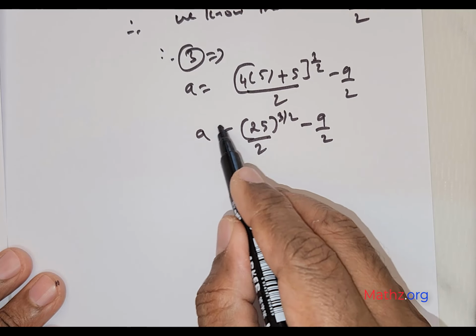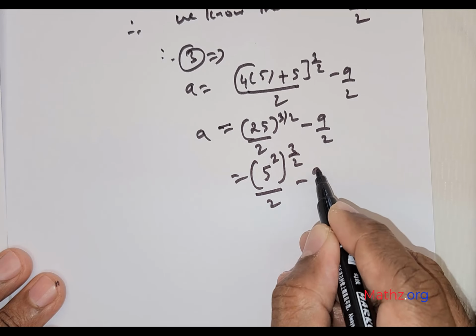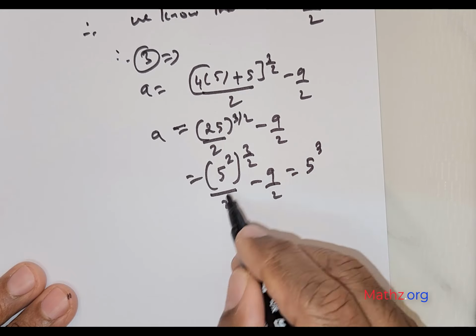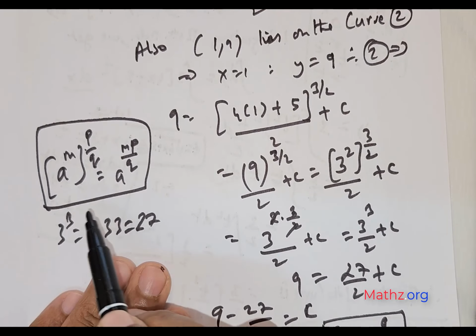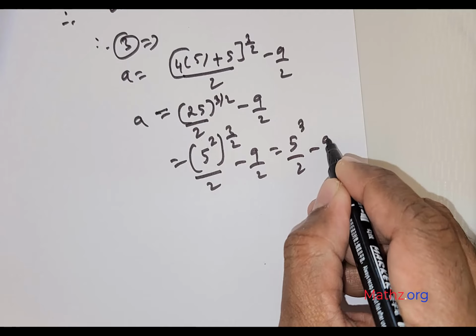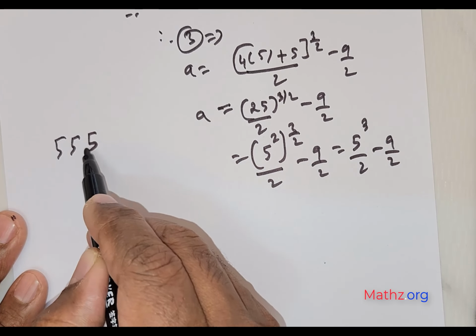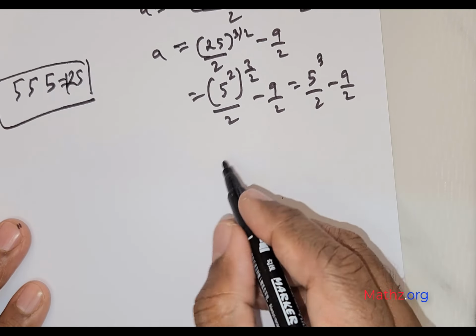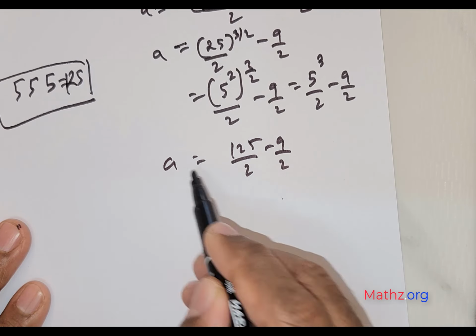I can rewrite 25 as 5 squared. This is 3 over 2 divided by 2 minus 9 over 2. And this would become 5 raised to the power of 3, by the previous explanations that I have provided you with the law of indices. So this is 5 raised to the power of 3 divided by 2 minus 9 over 2. Now what is 5 raised to the power of 3? That is 5 multiplied with 5 multiplied with 5. That is going to give you 125. So I got 125 divided by 2 minus 9 over 2, and you got a there.